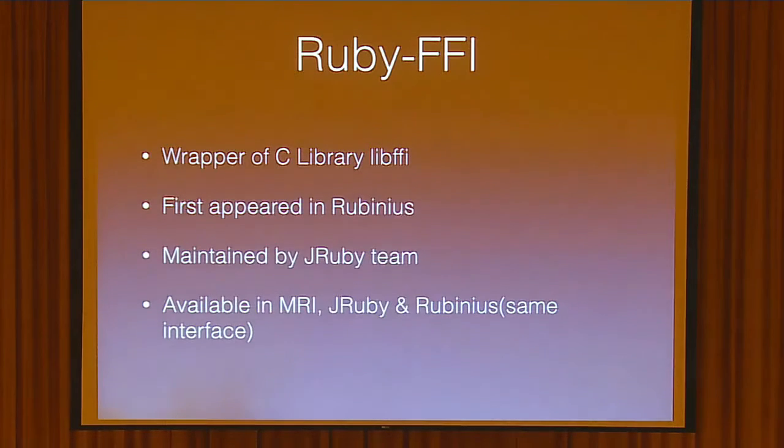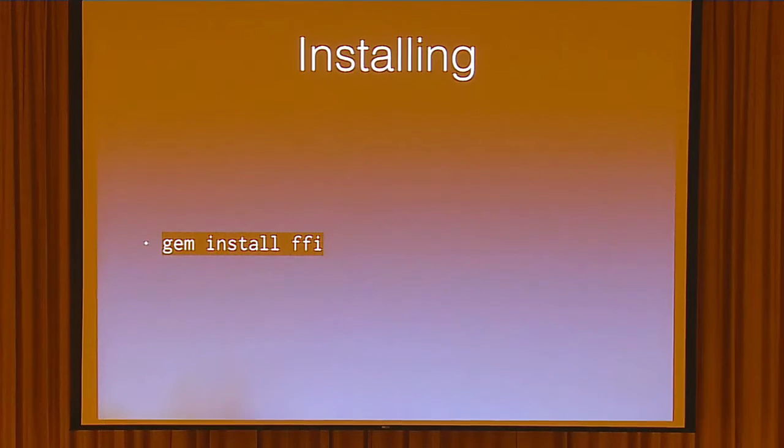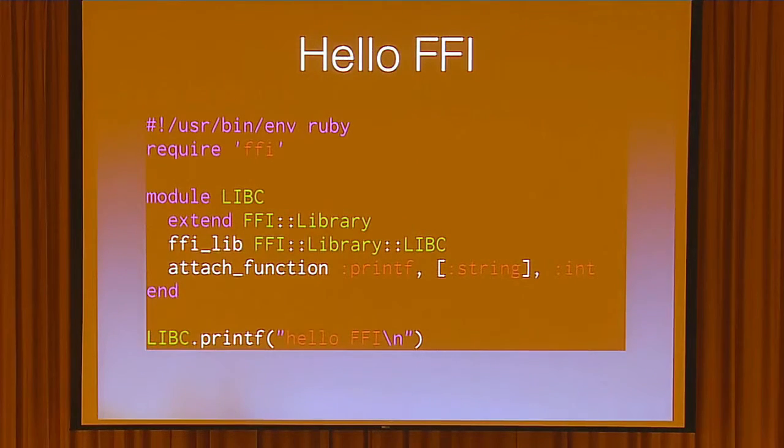So there's a wrapper for Ruby called RubyFFI. Its concept first appeared in Rubinius, and currently it's maintained by the JRuby team. It's available in MRI, JRuby, and Rubinius. So you use gem install ffi to install it. And next, here's a Hello FFI example.